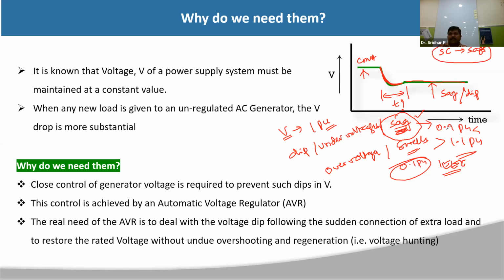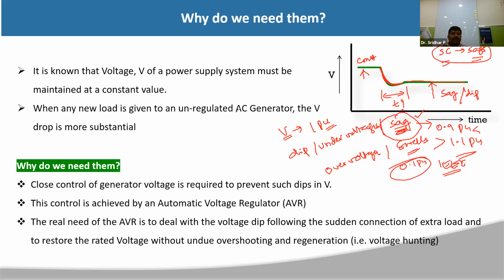Now a sag is, as per the IEEE standard, when the voltage is less than 0.9 per unit; that is called a voltage sag. If the voltage is greater than 1.1 per unit, as per the IEEE standard, it is called a voltage swell. Normally, the voltage deviation you see in the power system is sags only, because the major reason for voltage sags is short circuit faults.